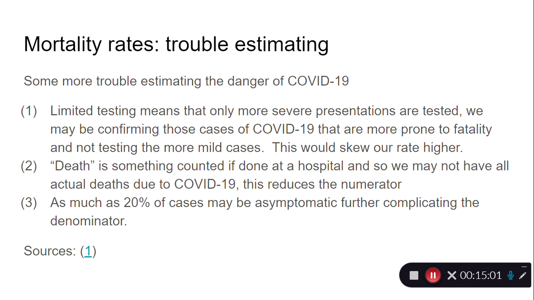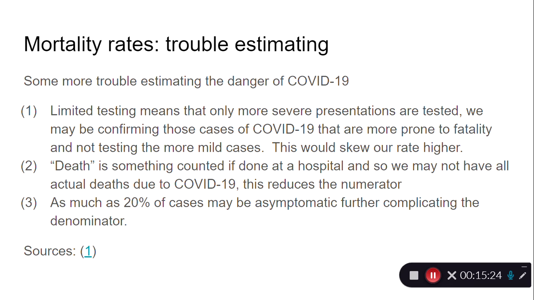Also, another tidbit I didn't know is that deaths need to be counted at a hospital. So when you're looking online, you're looking at the total number of deaths, and these are counted at hospitals. So deaths that are occurring in other places, deaths that are occurring at home, may not be counted. So that affects the numerator.